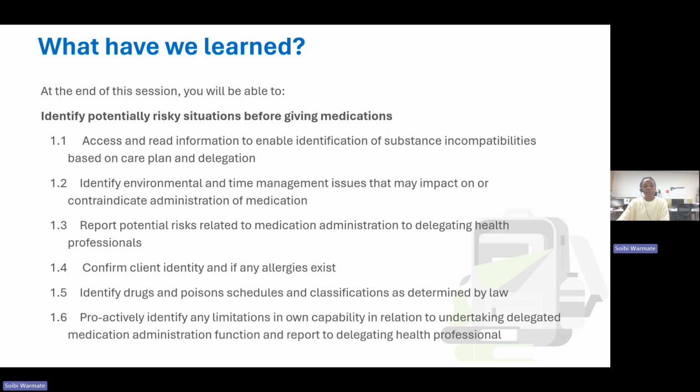We've also learned how to confirm client identity and if they have any allergies. We've also identified drug and poison schedules and classification as determined by law. And finally, we've also learned how to proactively identify any limitation in our capabilities in relation to undertaking delegated medication administration functions and reporting to delegating health practitioners.